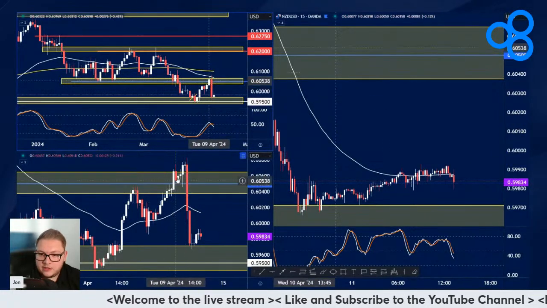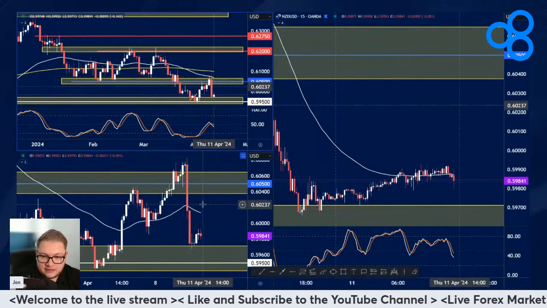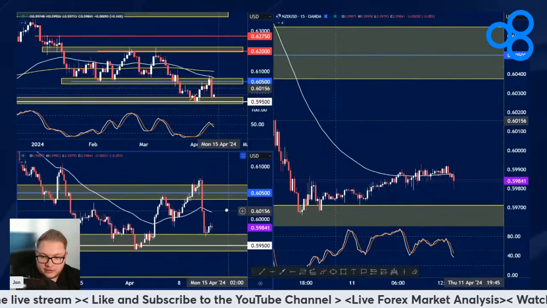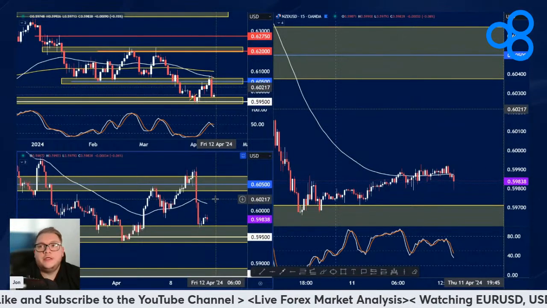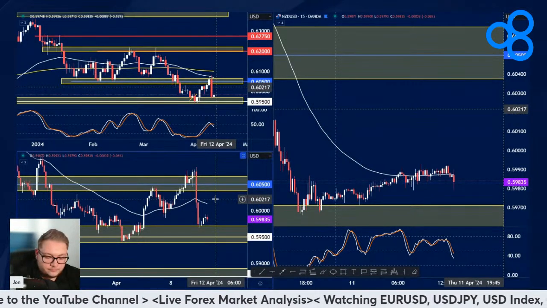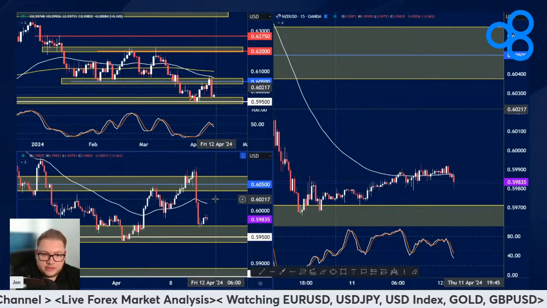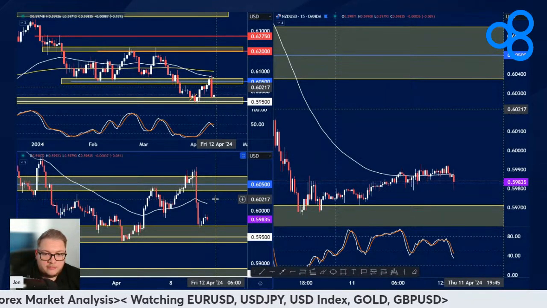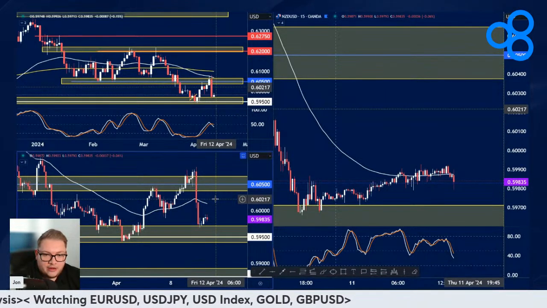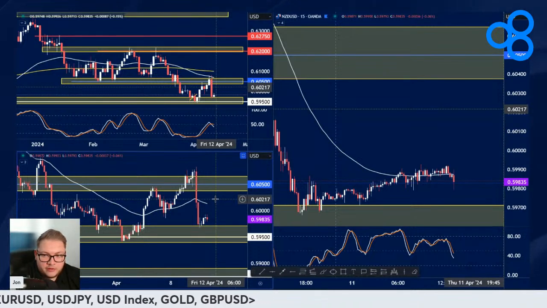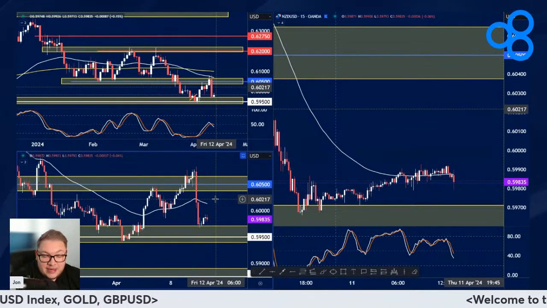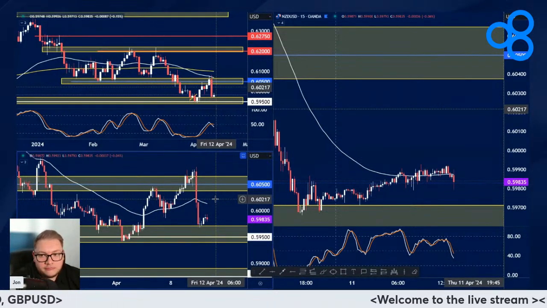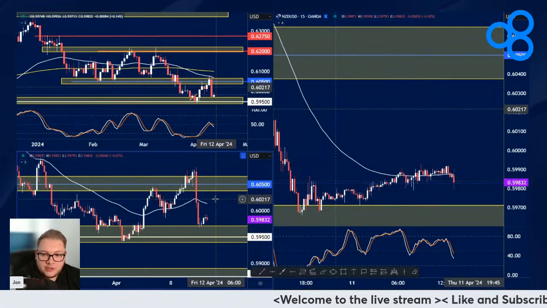Kiwi US dollar, obviously we had the RBNZ interest rate decision. They're going to keep rates a little bit higher. So in that capacity, you've got two central banks at higher rates, keeping them for longer at the moment. So in theory, we should see Kiwi dollar remain a little bit range bound.